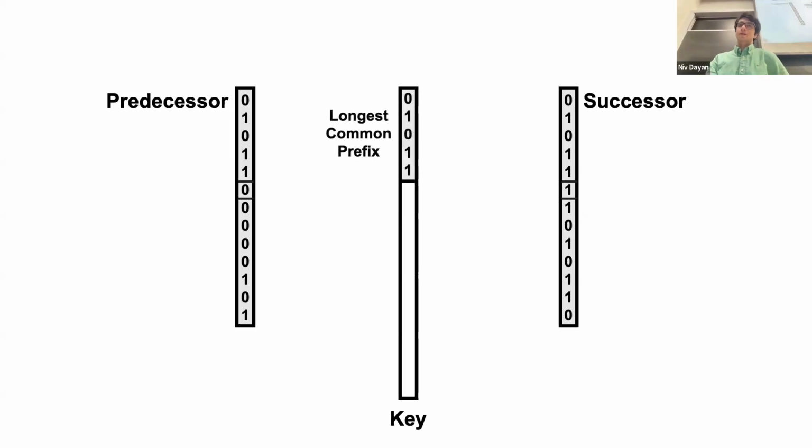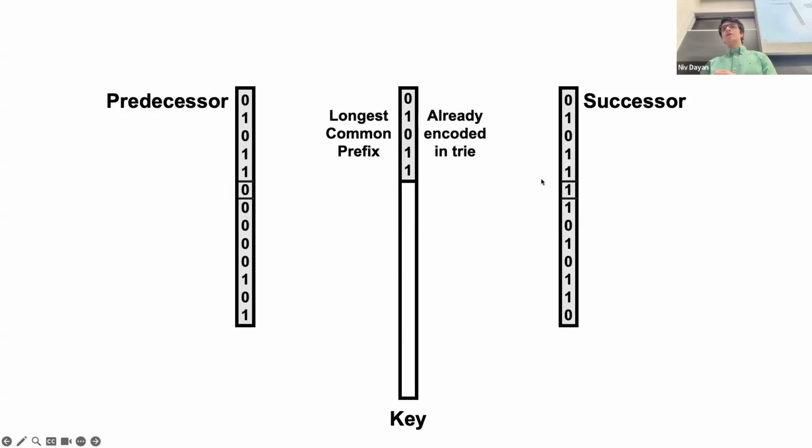So the way we're going to sketch the key in the middle is we're first going to compute the longest common prefix of the predecessor and the successor. In this particular example, the first 5 bits of these keys comprise the longest common prefix of the predecessor and successor. Because the predecessor is smaller lexically than the successor, the bit that immediately follows the longest common prefix has to be 0 in the predecessor, and in the successor it has to be 1.